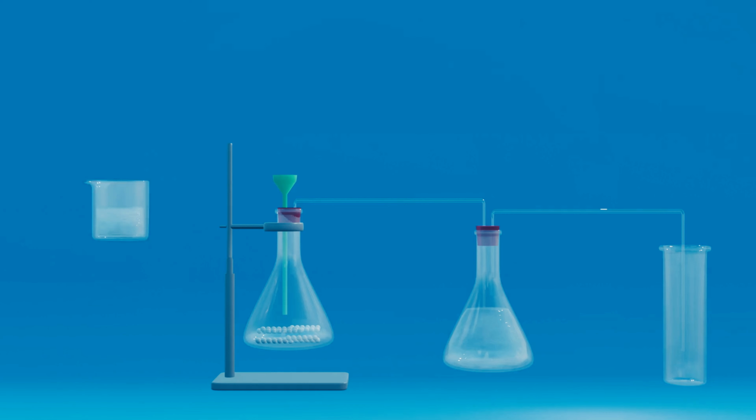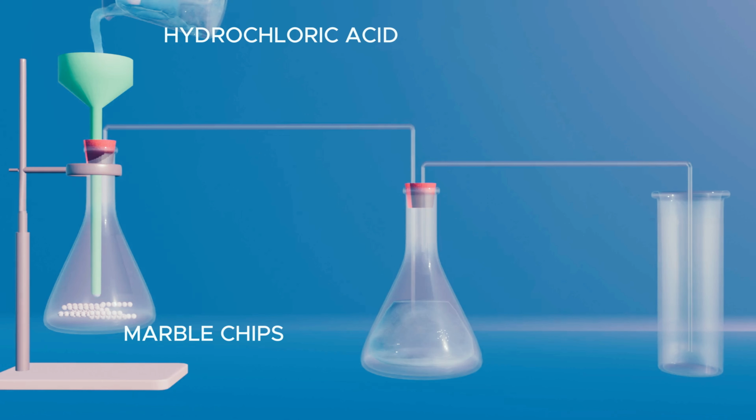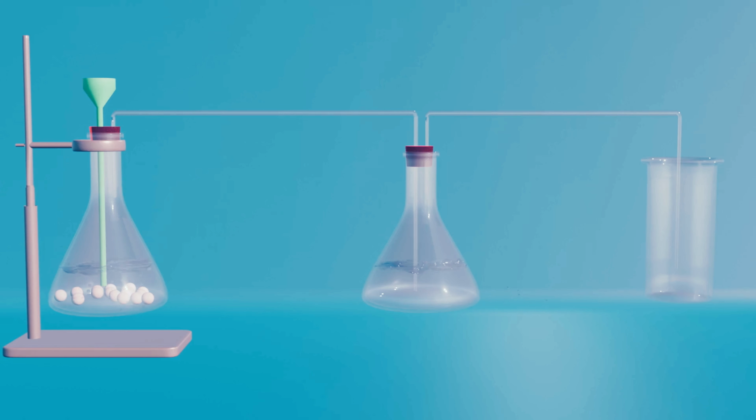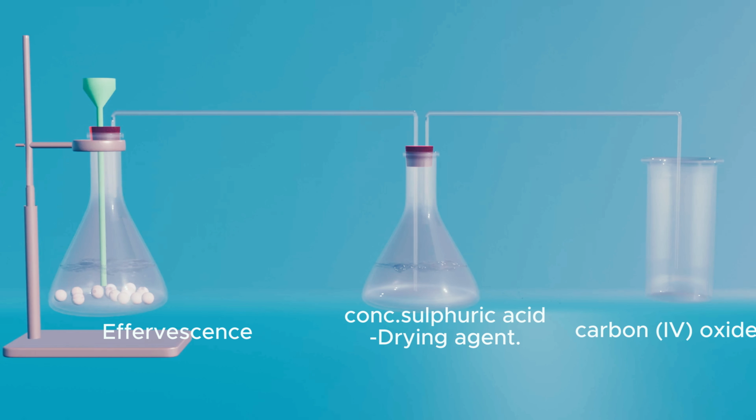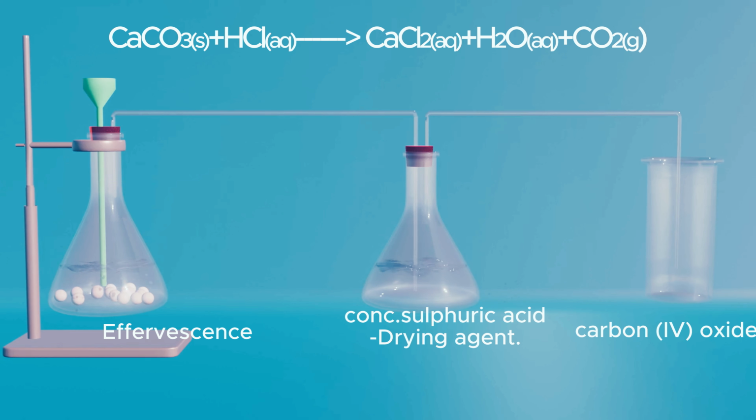Add the dilute hydrochloric acid to the marble chips in the conical flask and see what happens. When dilute hydrochloric acid is added to calcium carbonate, a vigorous effervescence occurs releasing carbon 4 oxide gas. When calcium carbonate reacts with hydrochloric acid, it forms calcium chloride, carbon 4 oxide and water.